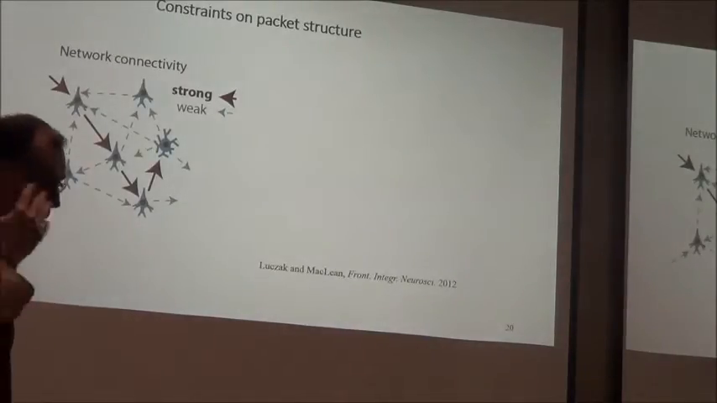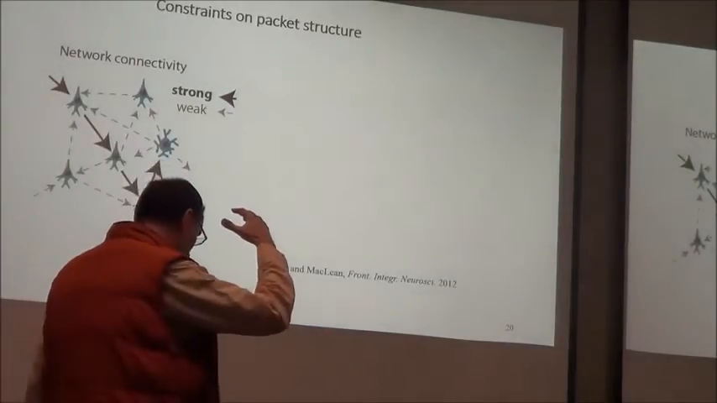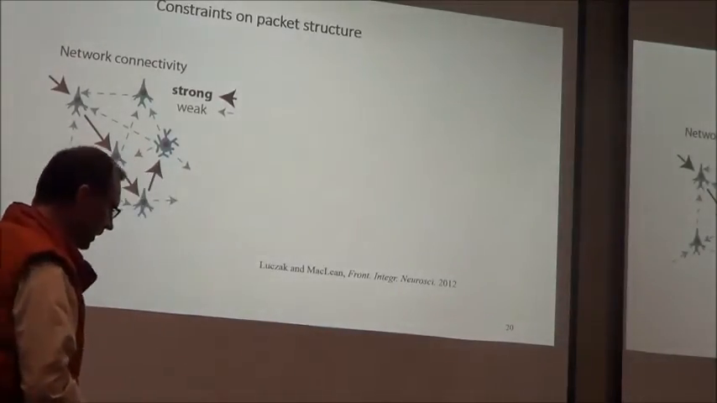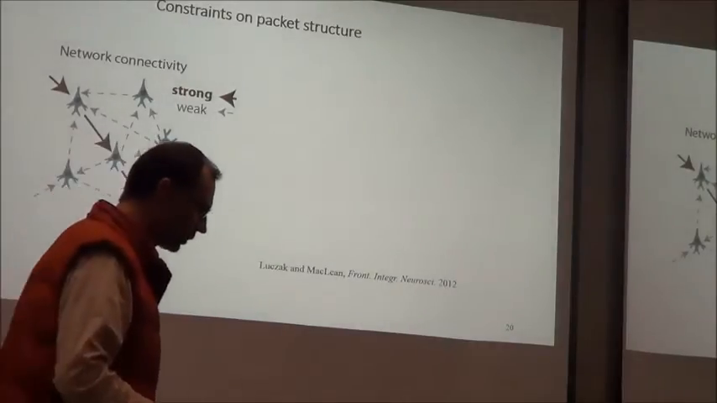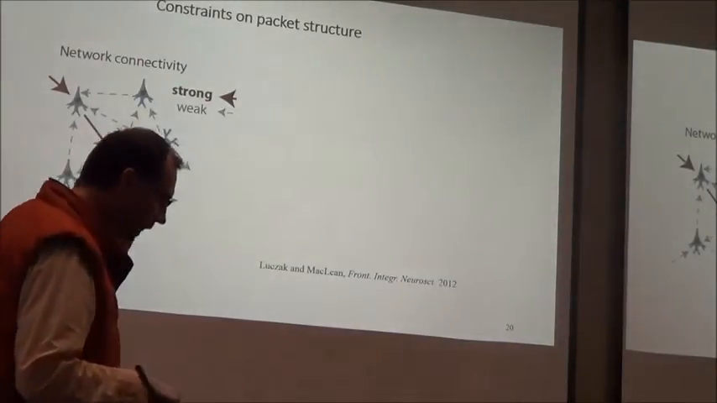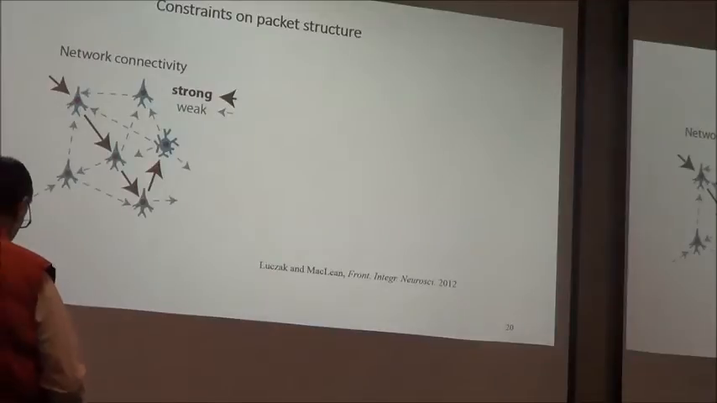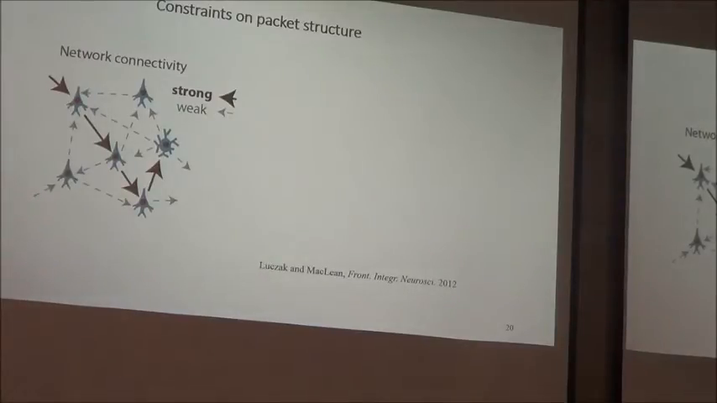Okay, so I showed you those mysterious packet sequences, and how such an interconnected network can generate such reproducible patterns. Well, one of the reasons could be, for example, connectivity. We know that in the brain, neurons are not connected in some random uniform way, but rather there are a lot of weak connections and a few stronger connections.